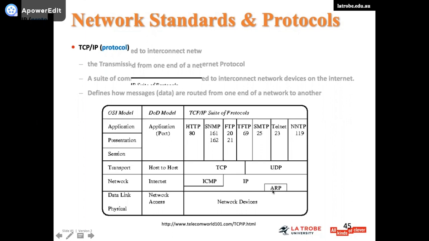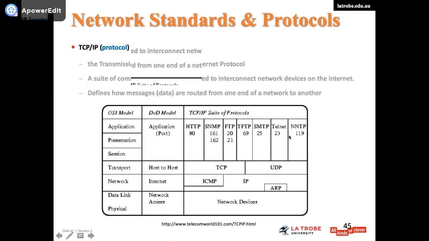And on these higher layers, we have different protocols for different applications. So HTTP for web browsing, SNMP for network management, FTP for file transfer, and TFTP, similar to FTP. SMTP for email, Telnet also for information exchange, something like that. So that's one example of a TCP/IP message.